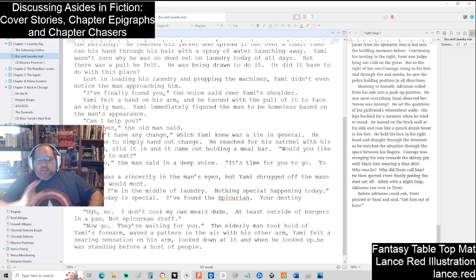a guy comes up and slaps his arm with something. He says, now go, they're waiting for you. The elderly man took hold of Yami's forearm, waved a pattern in the air with his other arm. Yami felt a searing sensation on his arm, looked down at it, and when he looked up, he was standing before a host of people, and he just gets teleported.